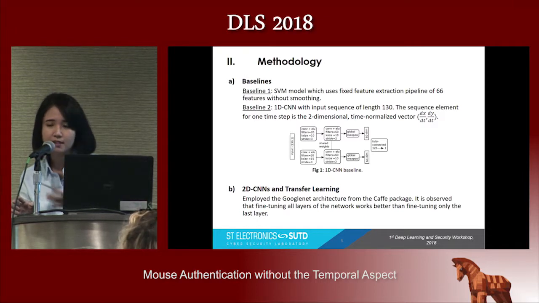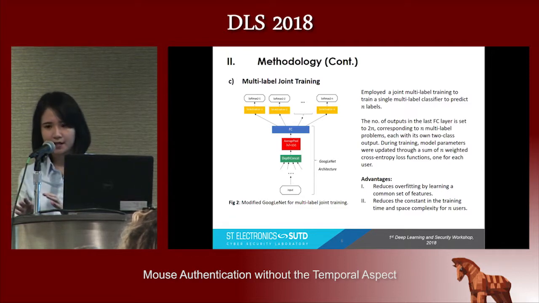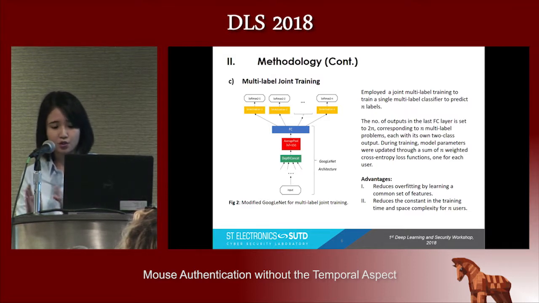As mentioned, we choose to use a 2D CNN here. We have chosen the GoogleNet architecture from the Caffe package. And we observed that fine-tuning all layers for this network works better than fine-tuning only the last layer. At test time, what we are interested in is, given a sample, whether this particular sample belongs to a user or not. So to use a multi-class classifier here would be inappropriate. Instead, we should consider n different binary classification problems, in which n is the total number of users.